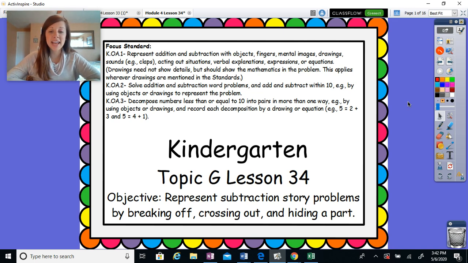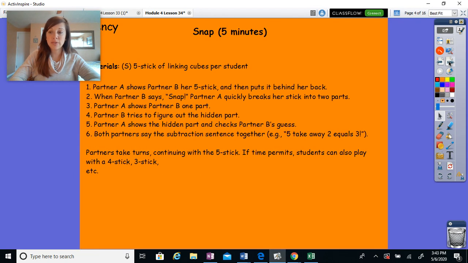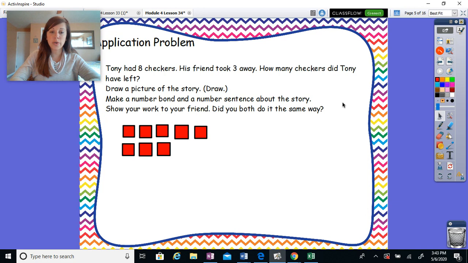I wanted to come on and teach you the next math lesson, which is lesson 34. So let's read our objective together. I can represent subtraction story problems by breaking off, crossing out, or hiding a part. Okay, so we're gonna do one quick application problem to get our brains thinking about math. So let's get there. Here we go.